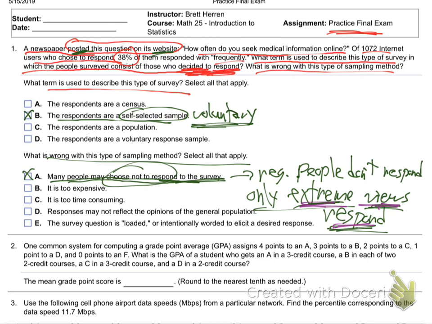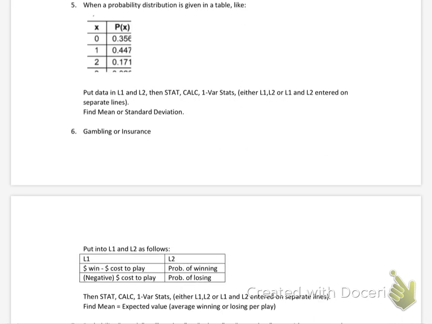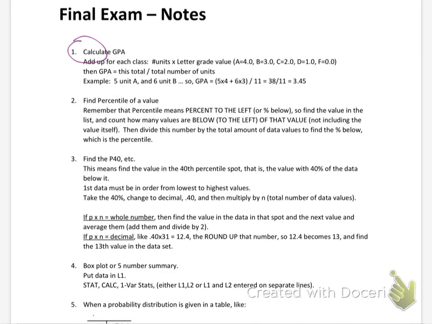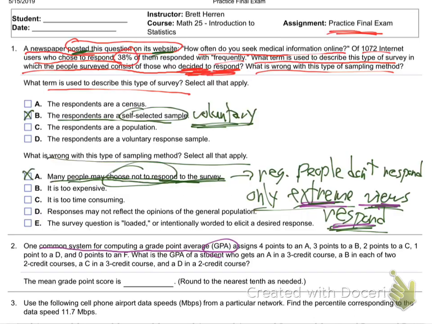Okay, let's keep moving. Number 2, common system for computing grade point average. Say no more. Let's go back to our notes. Calculate GPA. There it is. Just follow these steps. So this is number 1 in the notes. Again, I'm not going through the steps right now. That's on the other practice final exam YouTube video. Now I'm just helping you with identification. So you'll recognize this on the final exam. If there's a GPA question, you'll go back to number 1 on the notes, which shows you the steps for GPA.